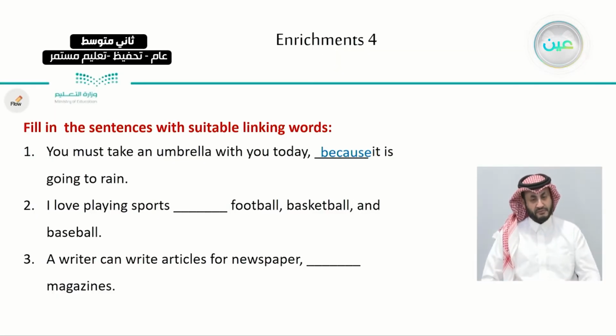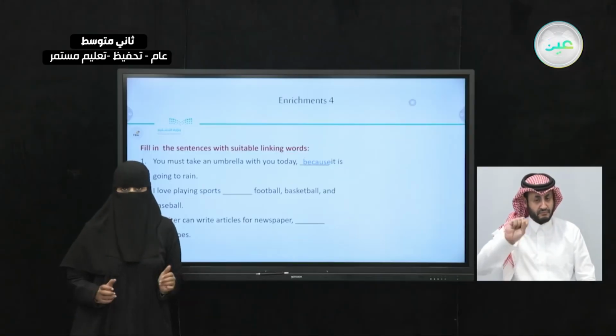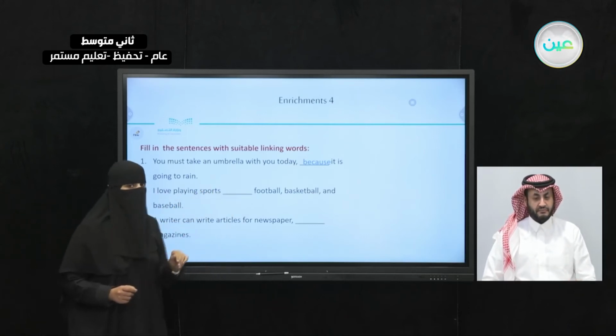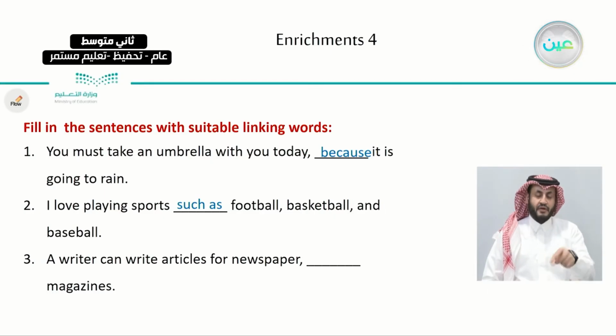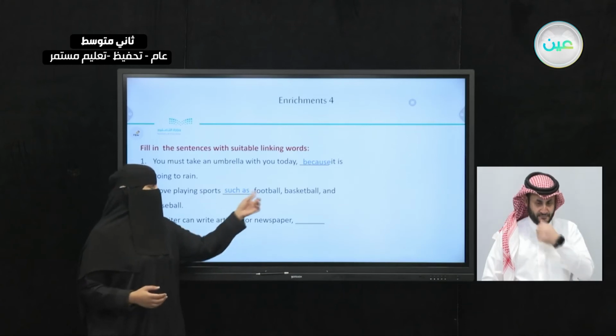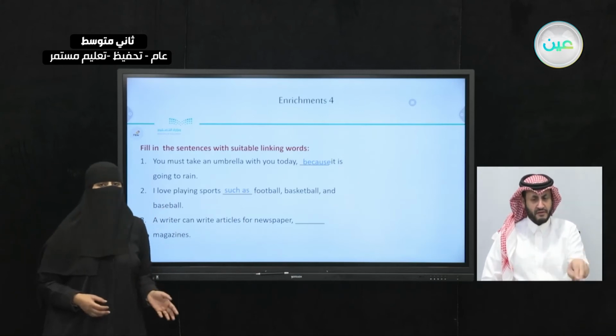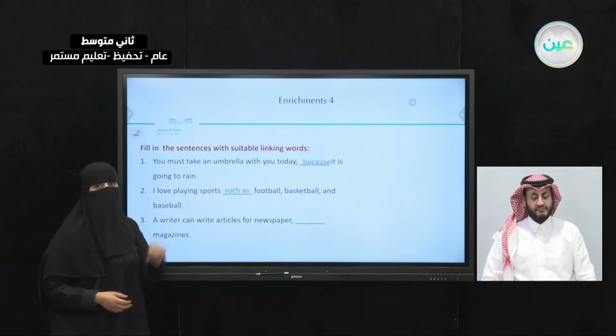Now, how about this one? I love playing sports. And then which word are we going to use here? We have football, basketball, and baseball. So football, basketball, and baseball are all kinds of sports, right? So I love playing sports. So what are we going to use? Such as. So I love playing sports such as. So examples here. Football is an example. Basketball is an example. Baseball is also an example. So these are examples for sports.